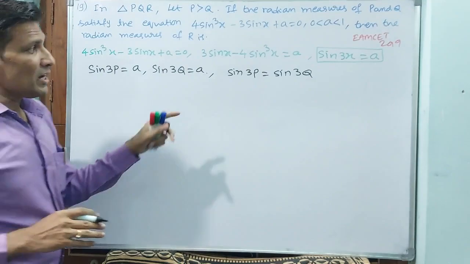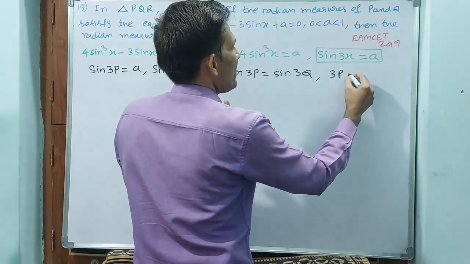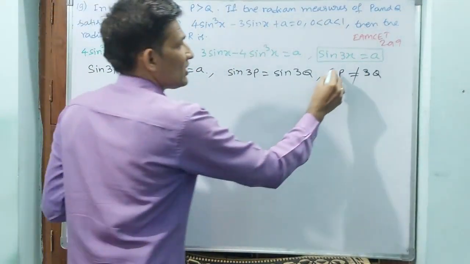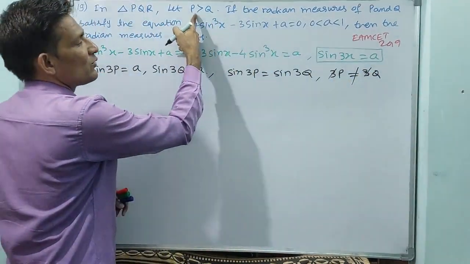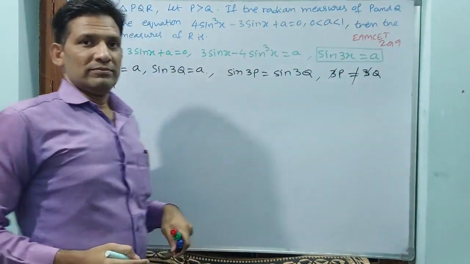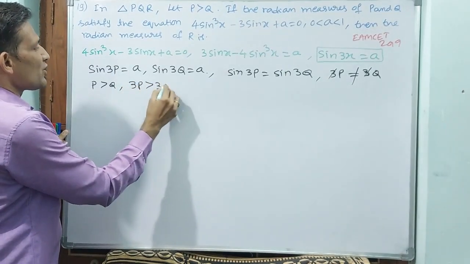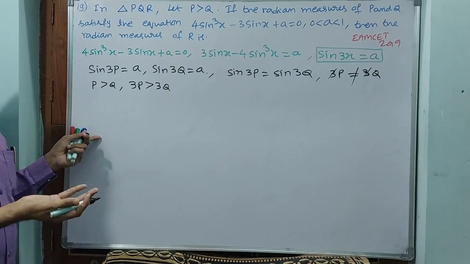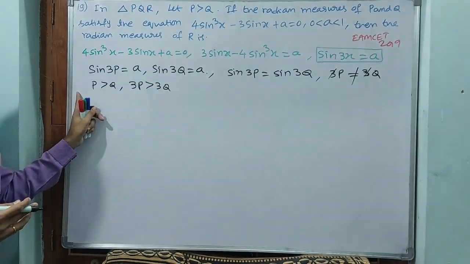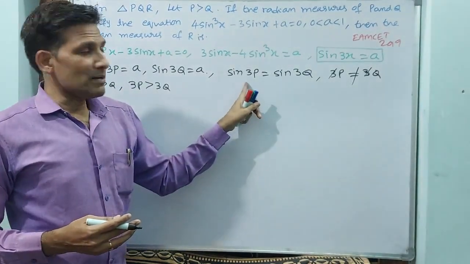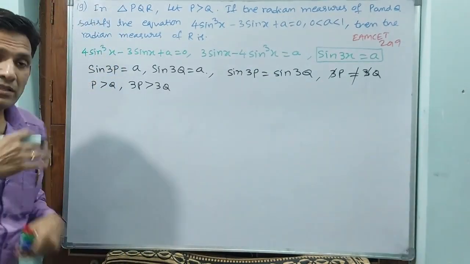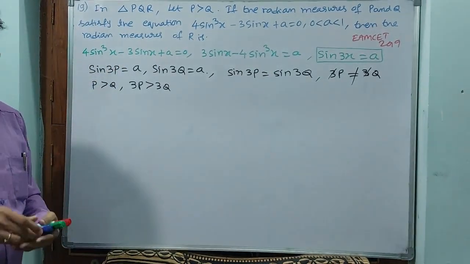But observe carefully, here you cannot write 3P is equal to 3Q. Why? Because if you cancel 3, P is not equal to Q; P is greater than Q. When P is greater than Q, multiplying both sides by 3, 3P is greater than 3Q. Definitely okay, because this is a logical question. But as per this, sin 3P and sin 3Q are the same, while 3P is greater than 3Q. Then how else can we solve this question?